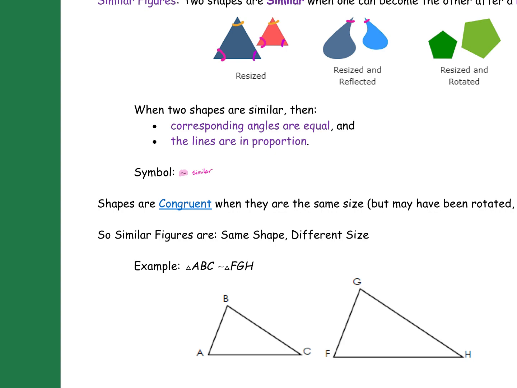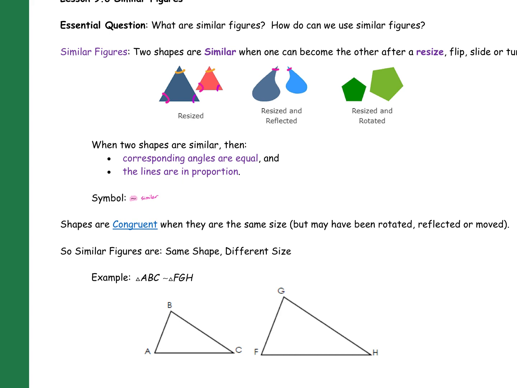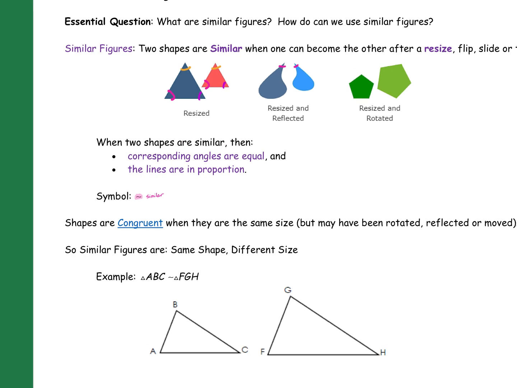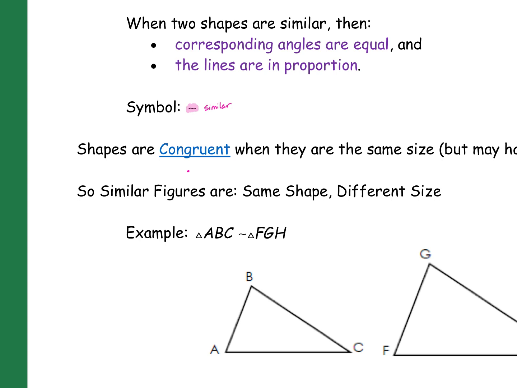And then congruent, I have a definition here for congruent. Shapes are congruent when they have the same size, but they might have been rotated, reflected, or moved. So congruent means that they are the same size. They've just been translated a little bit, right? Transformed, not dilated. So the sign for congruent, I know that we've talked about this before, is this. This means congruent. So it's an equal sign with the similar on top. So that's congruent.